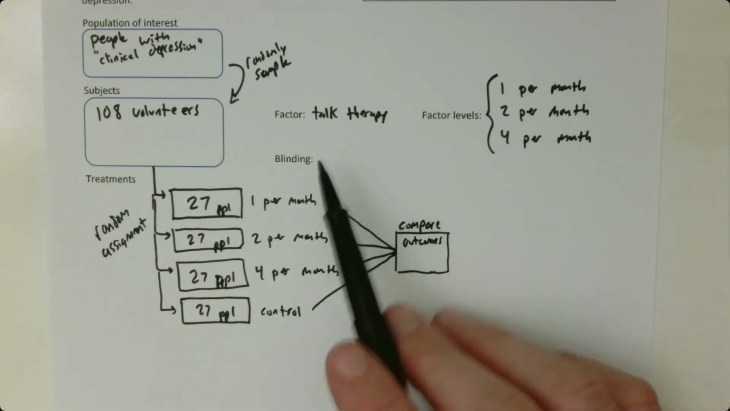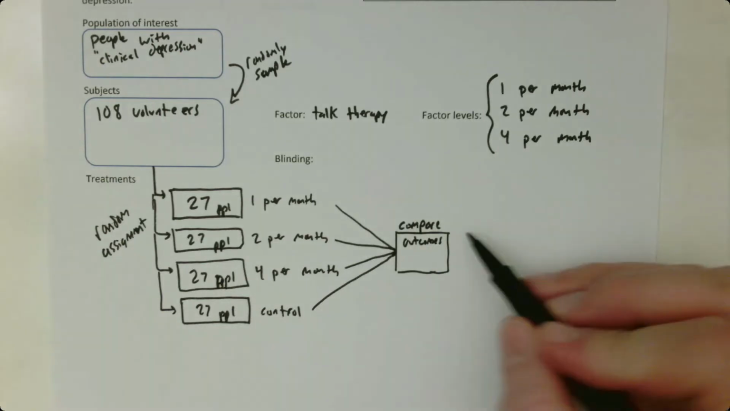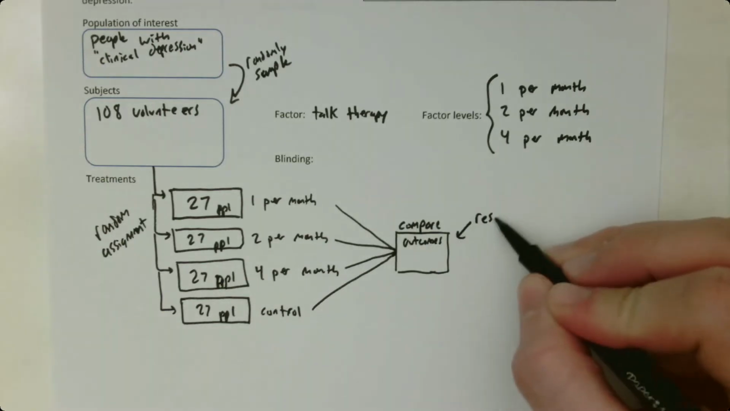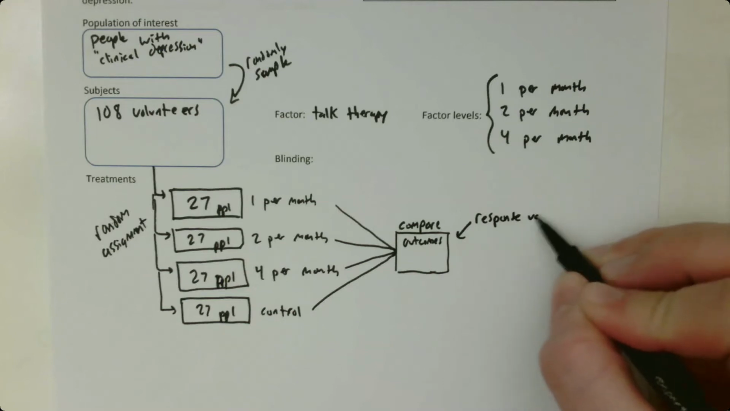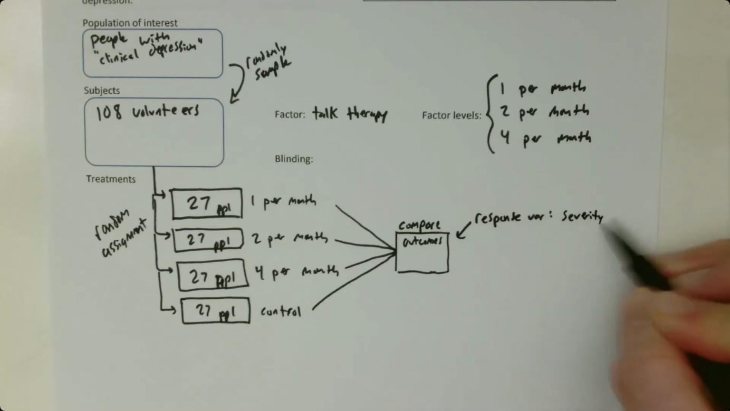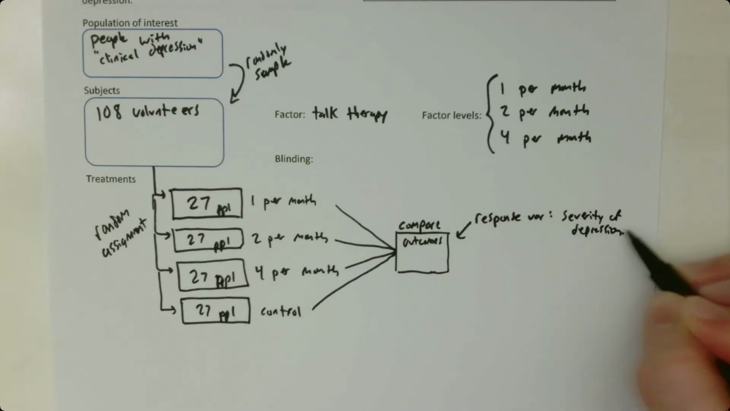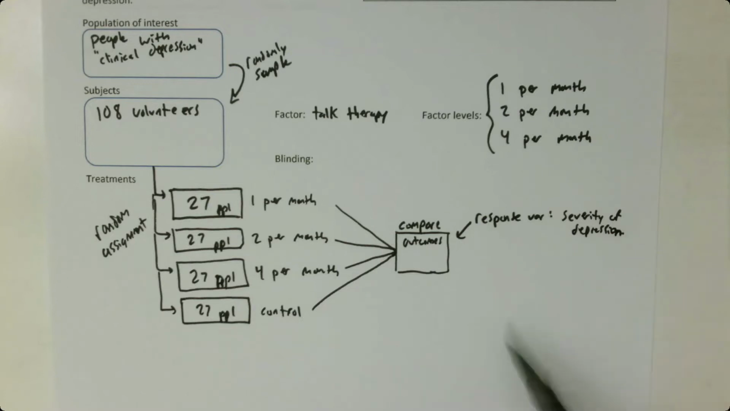We know what the explanatory variable is. It's the amount of talk therapy. What's the response variable? The response variable here might be something like severity of depression, but we need a way of measuring that. Because I'm not a psychologist, I don't know what the measure is, but I presume that they're standard instruments. They're standard tools that you use to measure severity of depression.